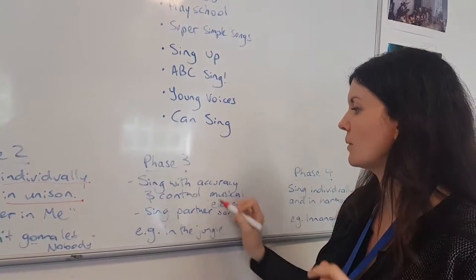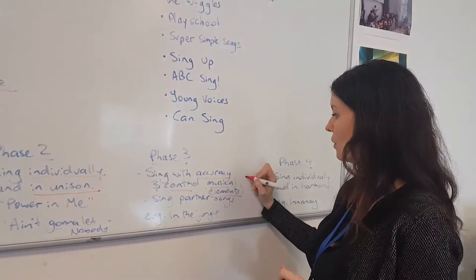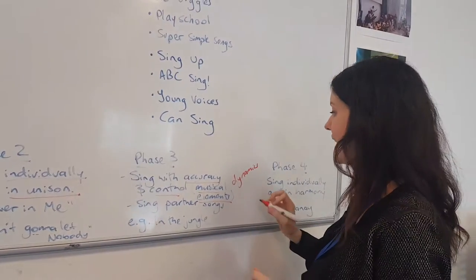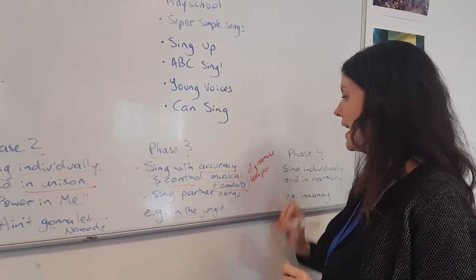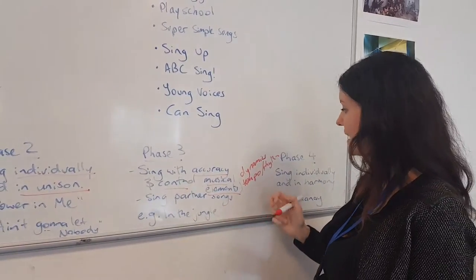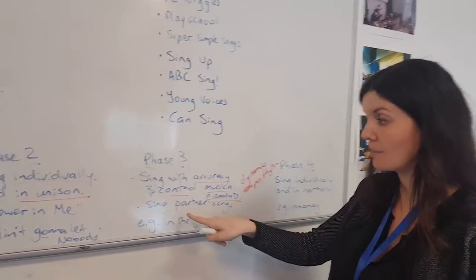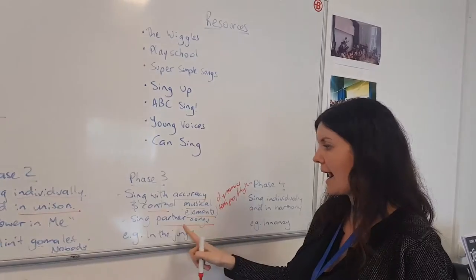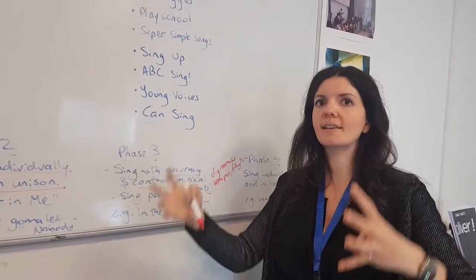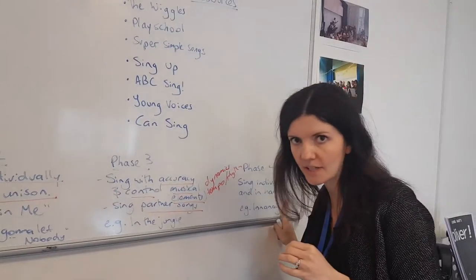In phase three, there are two different parts to the singing. Firstly, it focuses on: we sing with accuracy and control, focused on the musical elements. This involves things like dynamics, so loud and soft, crescendo, decrescendo, and things like tempo and rhythm. So the tempo of the song, maybe it changes, maybe it stays the same, and rhythms, really getting more complex rhythms. And secondly, they have to be able to sing partner songs. We define partner songs as where there's at least two parts that are different, sung at the same time, that sound good together. It's different from harmony, which happens in phase four.